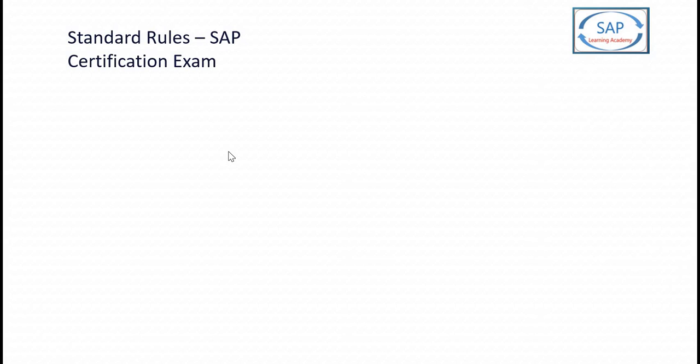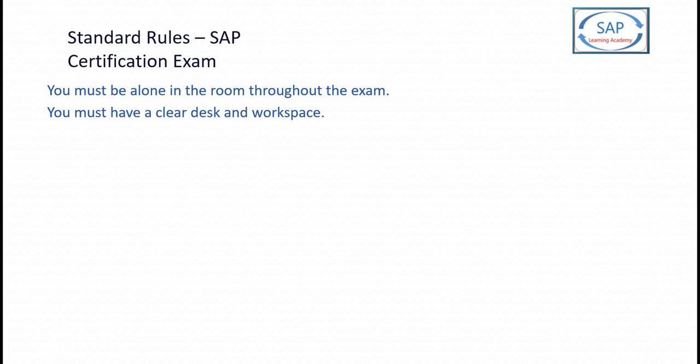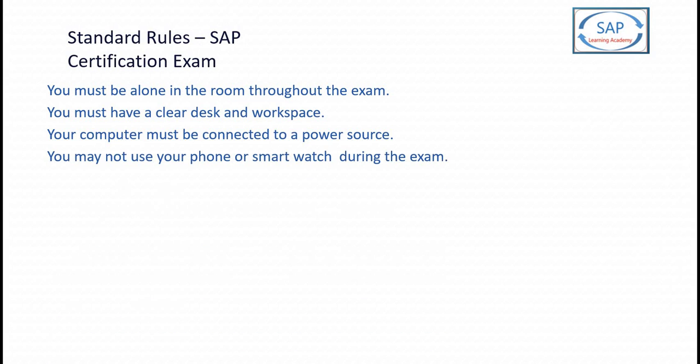So first, let me start with the standard rules. You must be alone in the room throughout the exam. Second rule, you must have a clear desk and workplace. And your computer must be connected to a power source, so that if somehow the power is disconnected, your exam or your internet connection can be hampered, so your computer should be connected to power always.